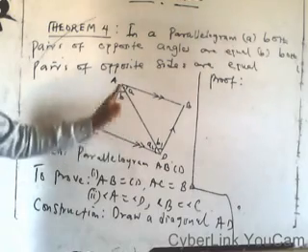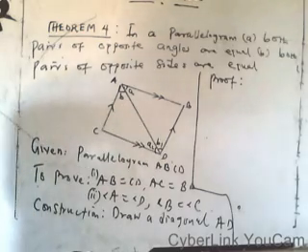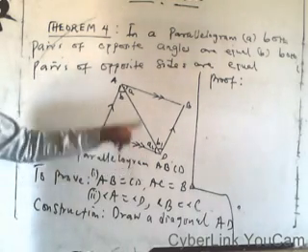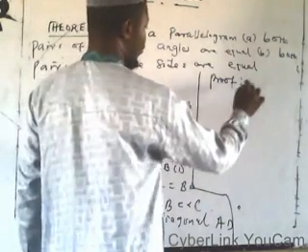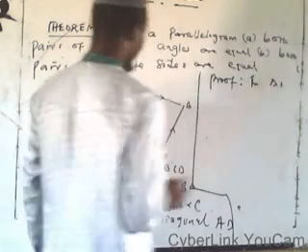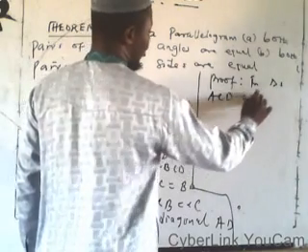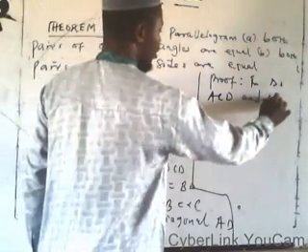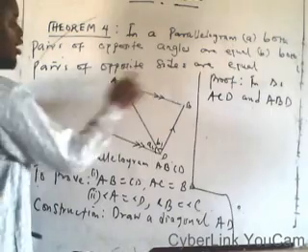We will notice one thing, that in this diagonal, our A will be A1. Why? That is alternate angle. And our B will be B1. That is also alternate angle. So we have two triangles. We have triangle ACD and triangle BAD. So let's take note. So we can say that our proof is, in triangle ACD and triangle ABD.